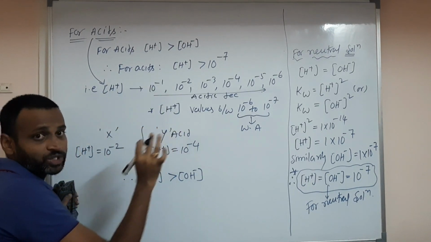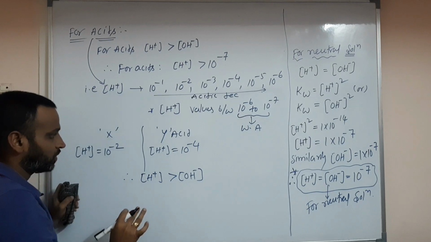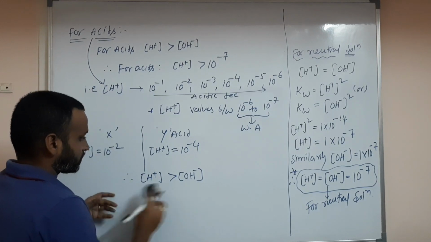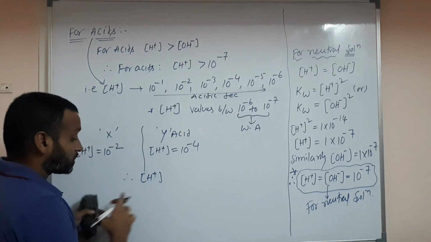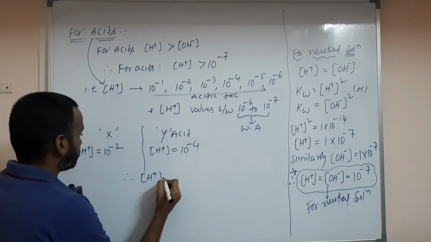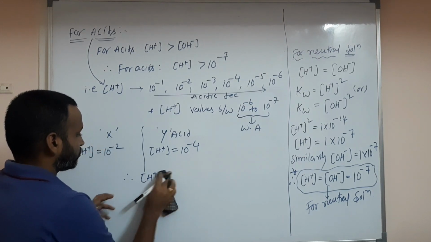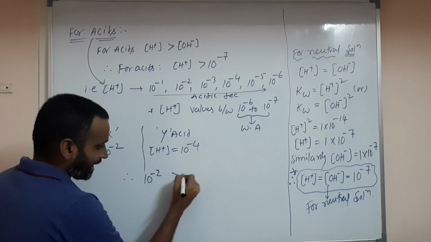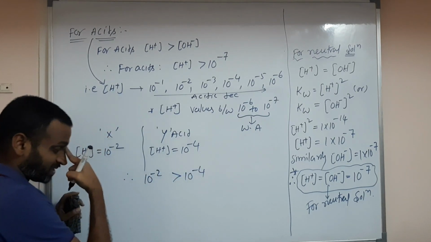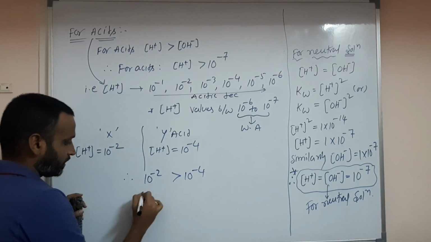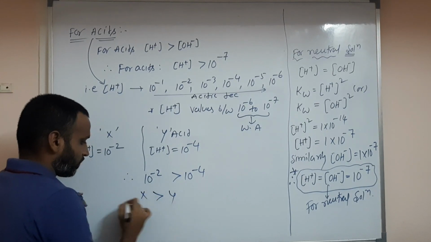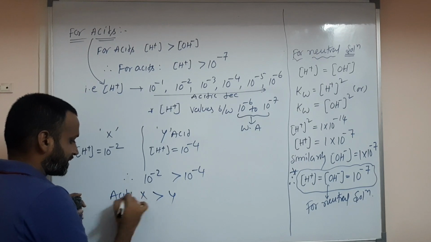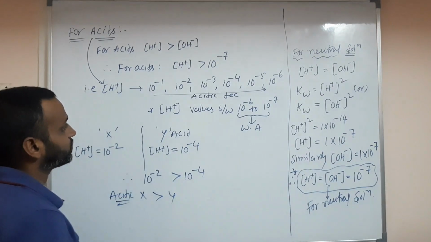Here, acids means H plus concentration should be more. So these are H plus concentrations. Here, the concentration of H plus is 10 power minus 2, and 10 power minus 2 is greater than the 10 power minus 4 concentration of H plus. That means X is a stronger acid than Y. Acidic strength is more for X. Like this you can write.